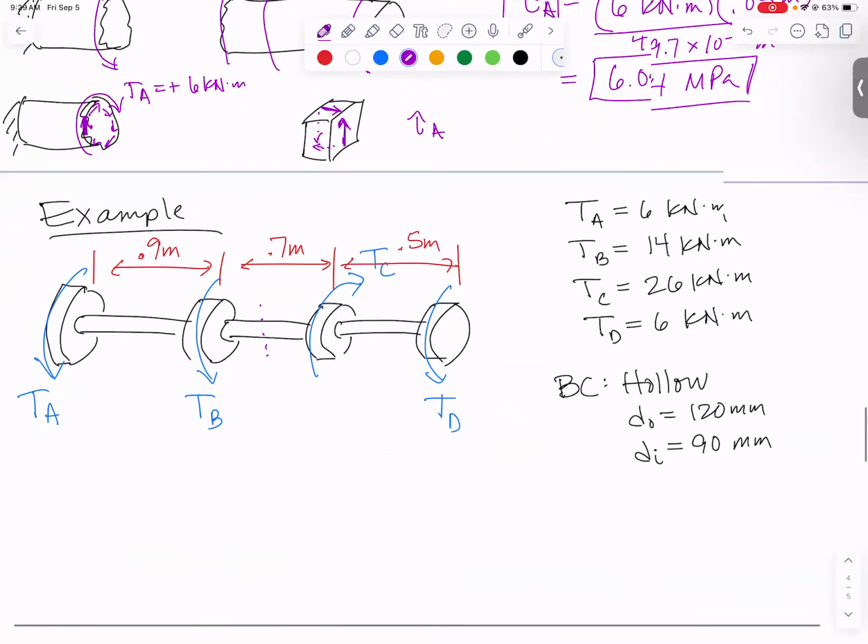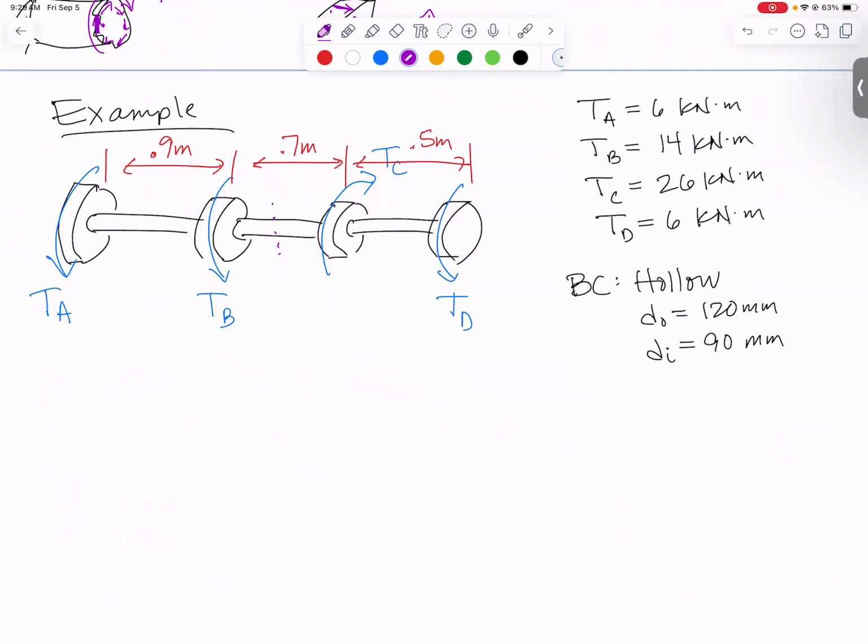Let's do one more example. We have this shaft. It's got 4 torques acting on it. They are all given right here. We are told that the shaft section between B and C is hollow. There are the dimensions. We are supposed to find tau max and tau min in section BC.